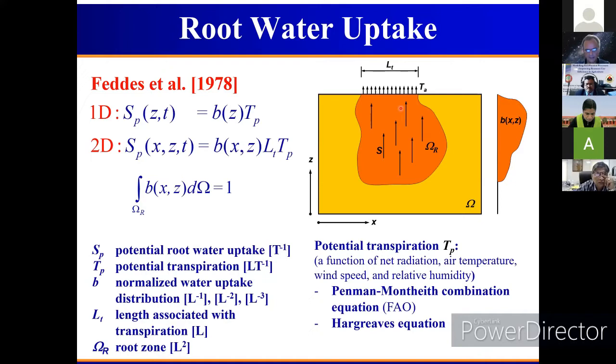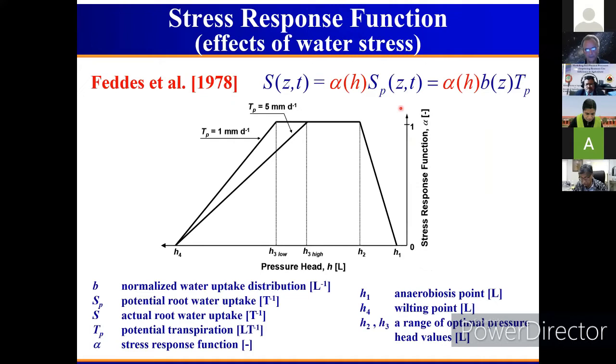Again, that's a potential uptake which doesn't take into account the conditions in the soil or conditions of the plant. Then we have something called stress response functions, which take into account the various stresses in the soil, such as water stress. So Rainer Feddes developed this stress response function. This is pressure head, and this is the value of the stress response function. What you see here is there is some range of pressure heads, or let's say water contents, in which the actual uptake and potential uptake are the same, and so the value of this function is one. Then the uptake decreases toward this point, which is the so-called wilting point. Below the wilting point, there is no uptake and the plant obviously wilts.